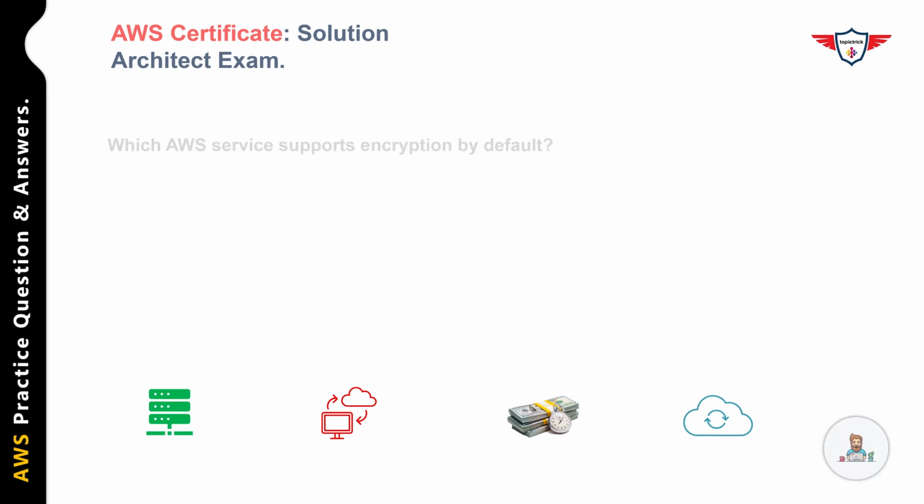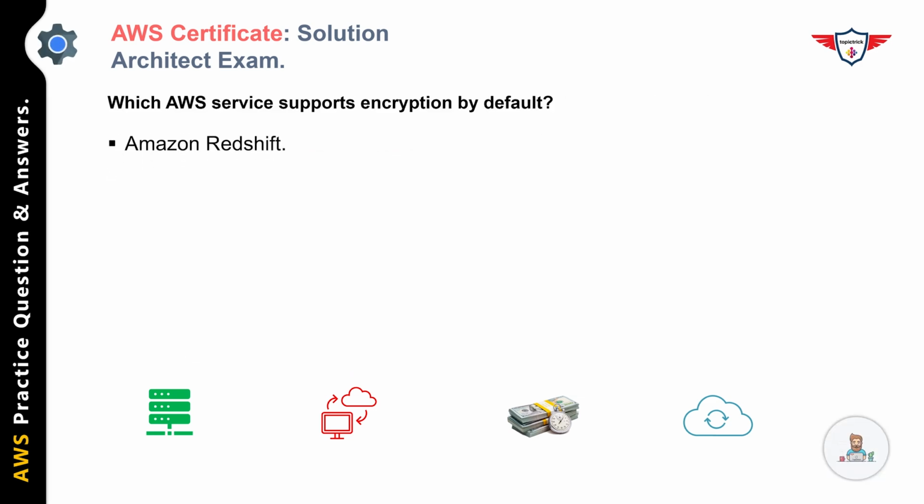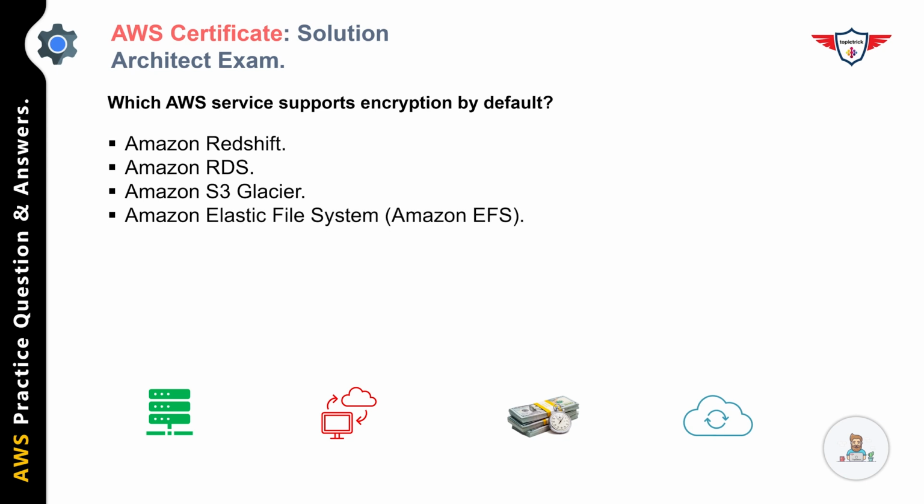Which AWS service supports encryption by default? And your options are Amazon Redshift, Amazon RDS, Amazon S3 Glacier, Amazon Elastic File System, that is Amazon EFS. The correct answer is Amazon S3 Glacier, because S3 Glacier enables encryption by default.